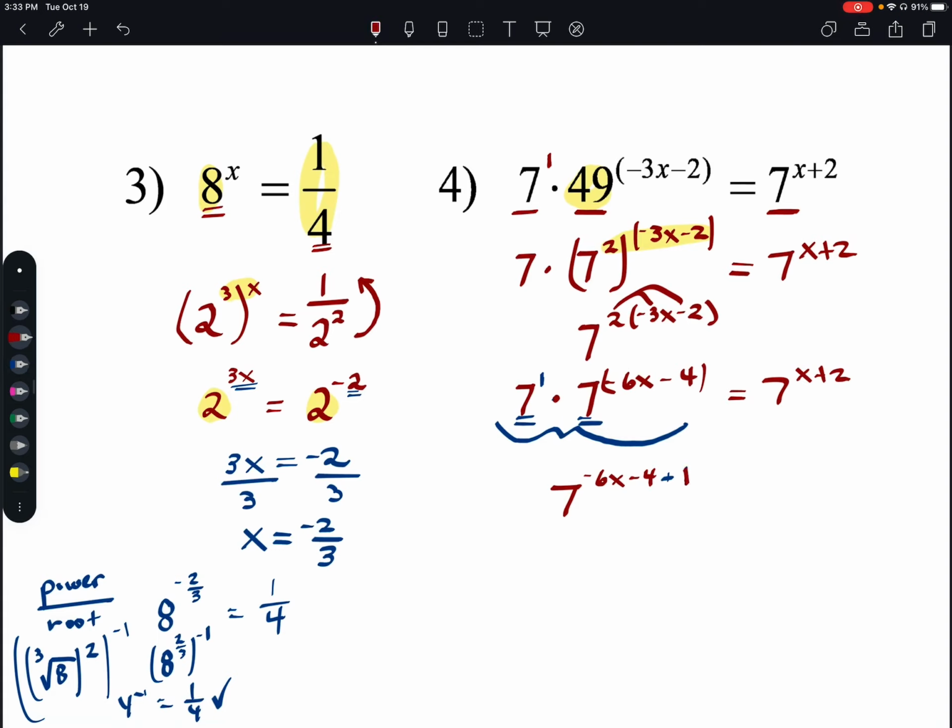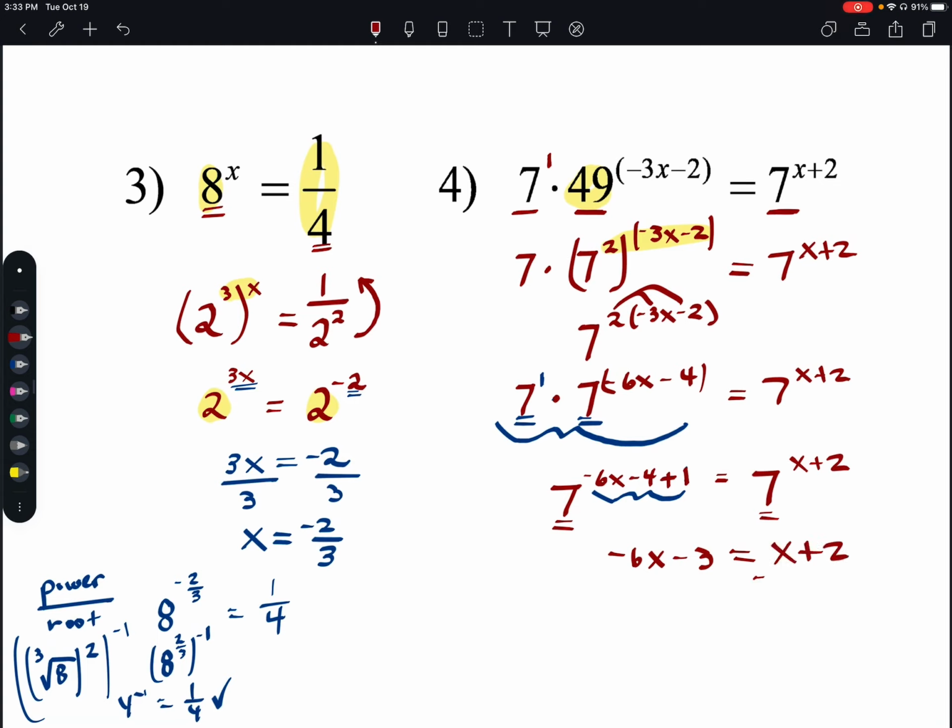Like I said, I'm sorry, I don't know why it's not writing here. Hopefully we can make it to the end. And this is supposed to equal 7 to the power of x plus 2. So what I would do here then is we have the same base. So let's just go ahead and compare the exponents. Let's simplify that. Negative 6x minus 4 plus 1 would be negative 6x minus 3 is going to equal x plus 2.